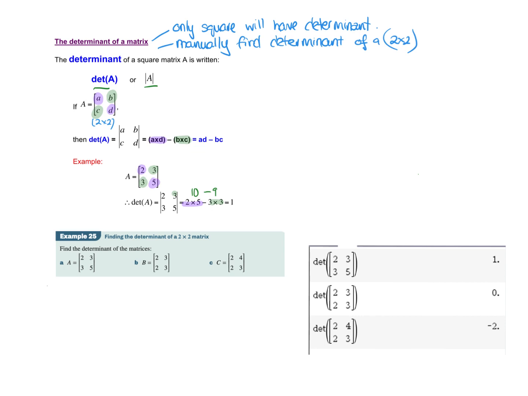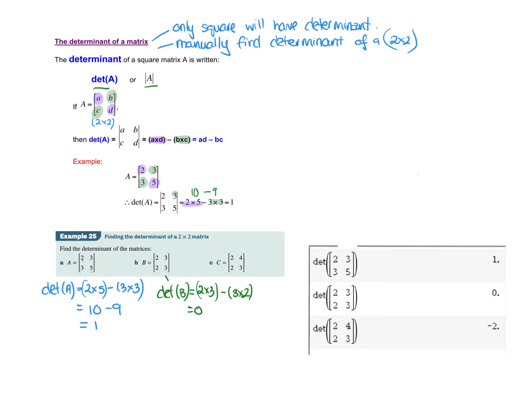If we want to find the determinant of this matrix A, I would do 2 times 5, so I'm doing the A spot times the D spot, minus the B, we could put it in brackets, minus 3, the B spot times the C. So then we end up with 10 minus 9, so that one is 1. If I do this next one, the determinant of B equals 2 by 3 minus 3 by 2, and this one's determinant equals 0.